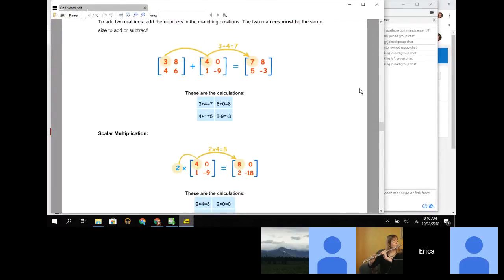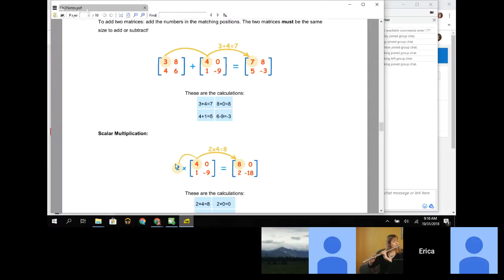You have to have the same size matrix in order to be able to add and subtract. There it says that the two matrices must be the same size to add or subtract. And when I'm talking about size, I'm talking about the number of rows and the number of columns. So this is a 2 by 2 matrix plus a 2 by 2 matrix, and that equals a 2 by 2 matrix. Okay. We can also multiply by a scalar.